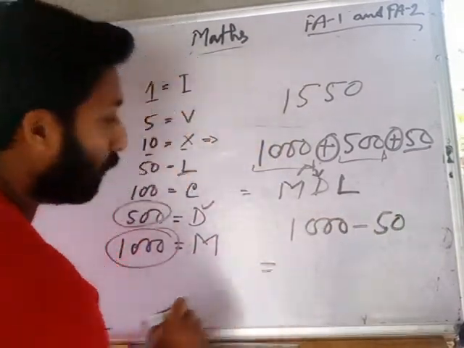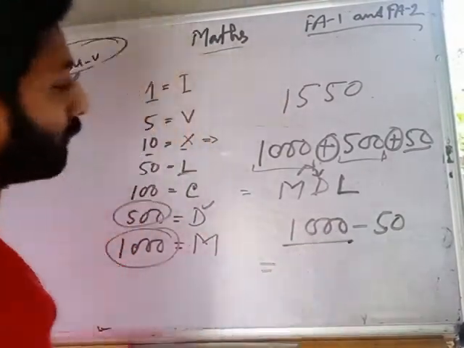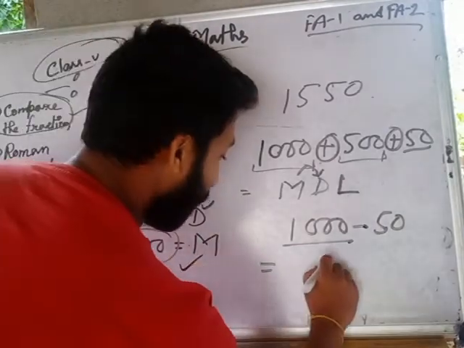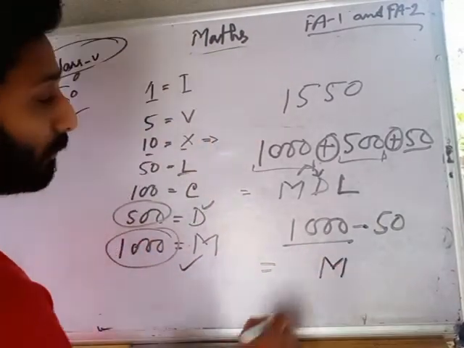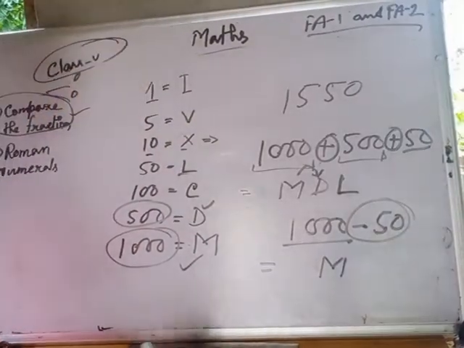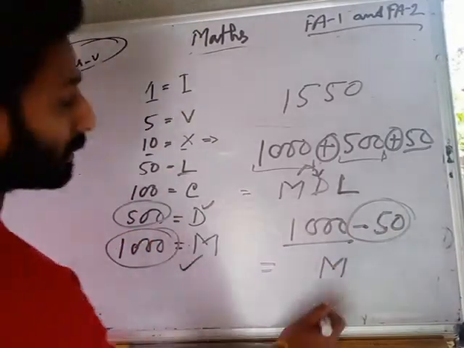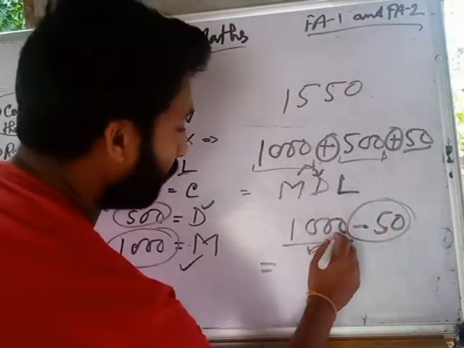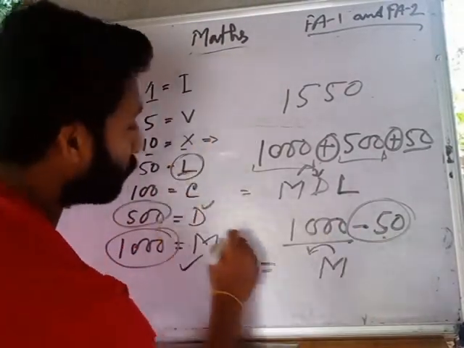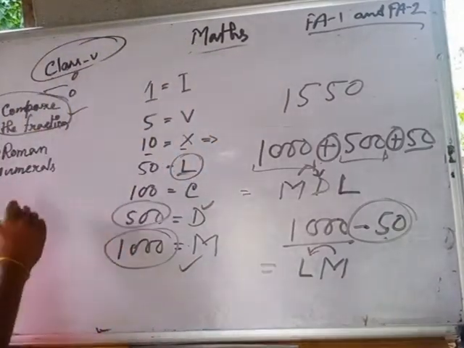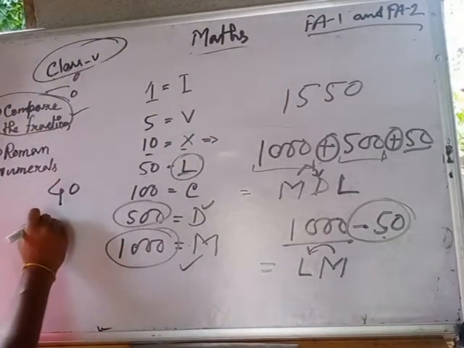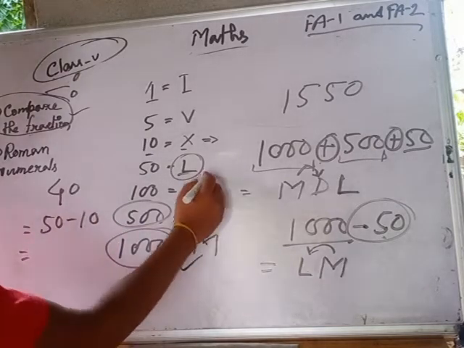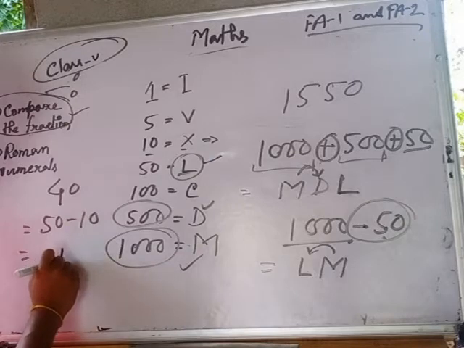At that time we should write here 1000 minus 50. That means thousands is M, so we should write here M. If we subtract the number, the smaller number, we should write just left of the bigger number. That is 50. That means L, so we should write here L. Suppose it is 40. That means 50 minus 10. 50 means L, so we should write here L.